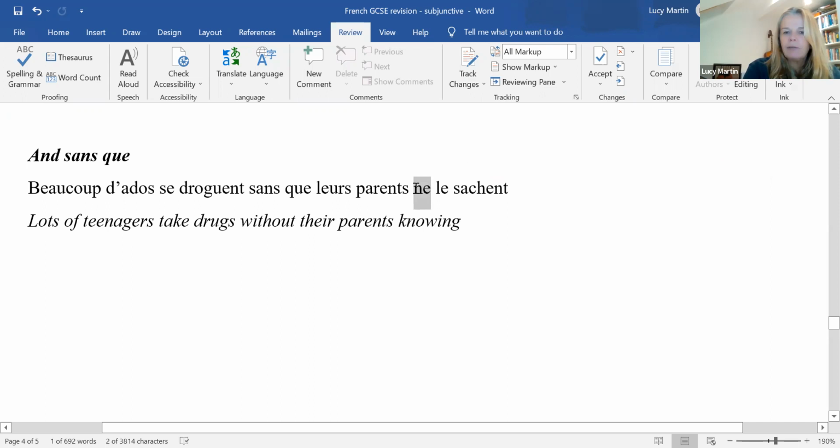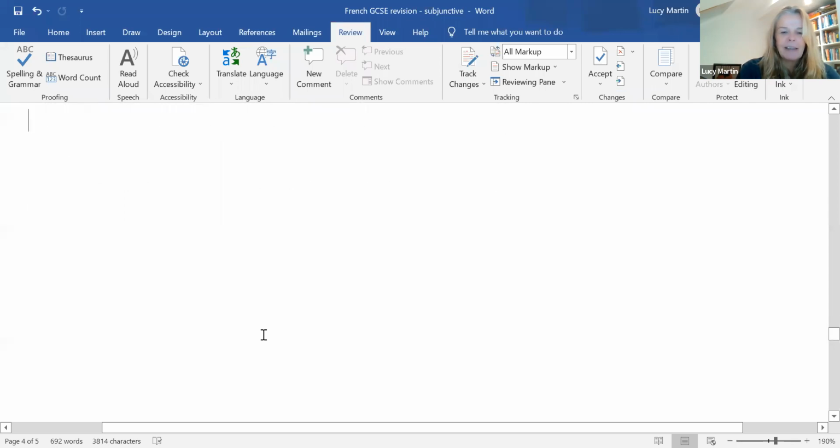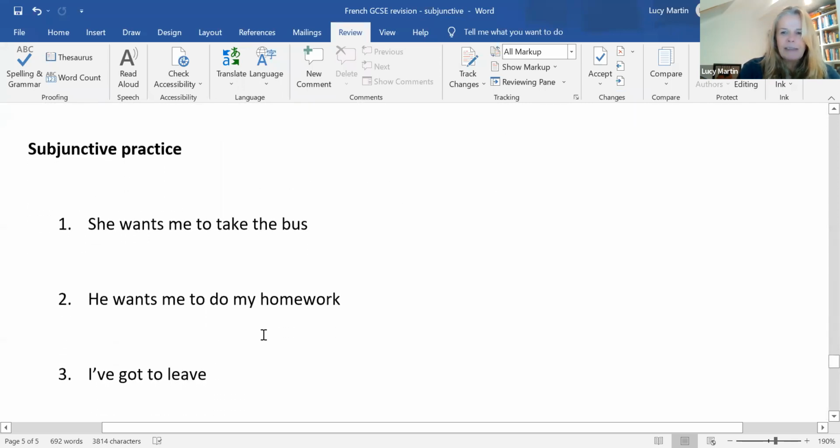I'd like you to just have this sentence available to you if you get asked as part of the oral or writing about your opinion on drugs, tobacco, and alcohol, because it's quite a good sentence. Instead of se drogue, you can say boivent or fume. But without their parents knowing is a very fancy phrase that will get you a level 9 on that little bit, if nothing else. Right, let's practice the subjunctive.